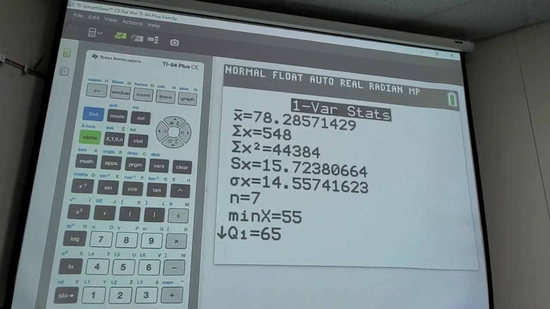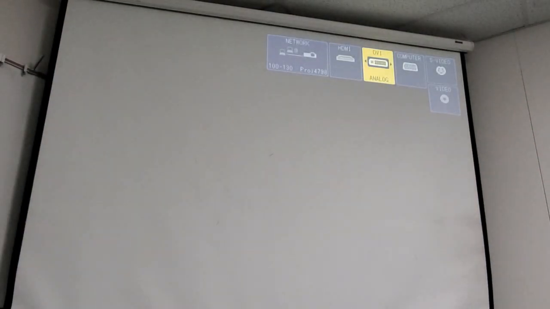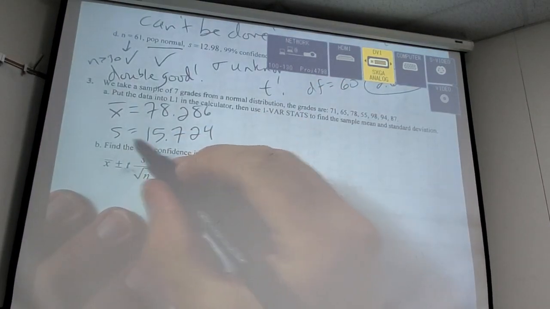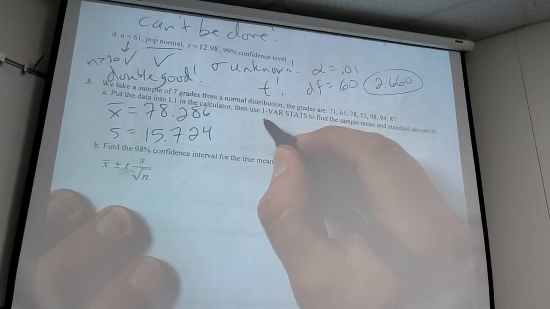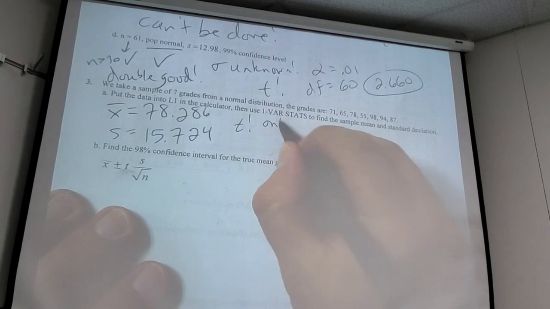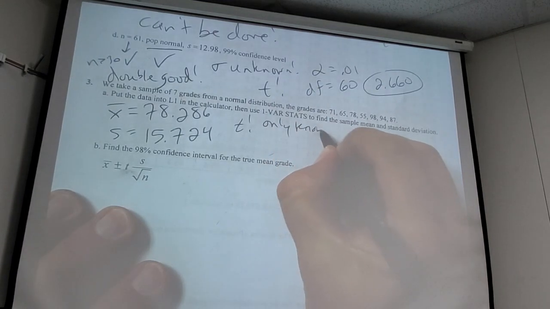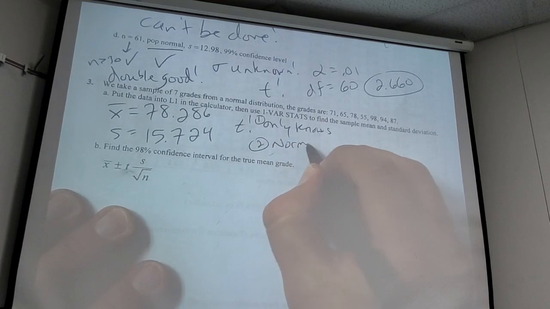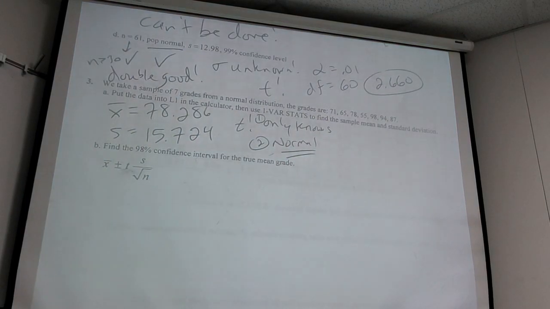Let me come back over there. So we have X bar, we have S. Am I going to use T or Z? Why? It's a sample. Two things: we only know S, and it's normal, because it says so. It tells me. Trust it. You can trust me.